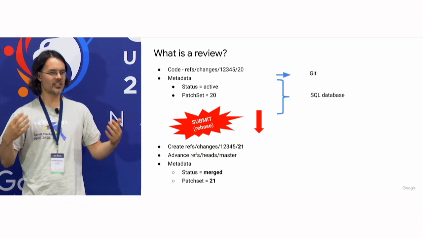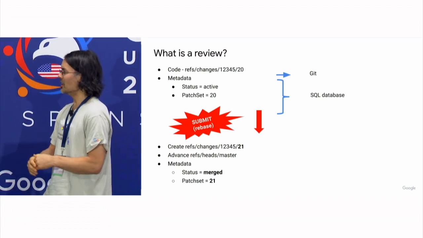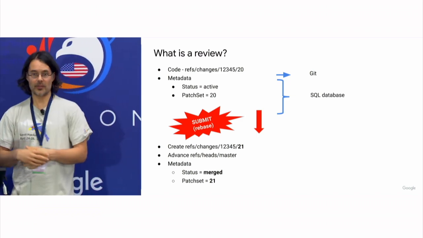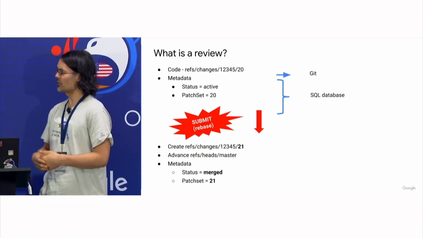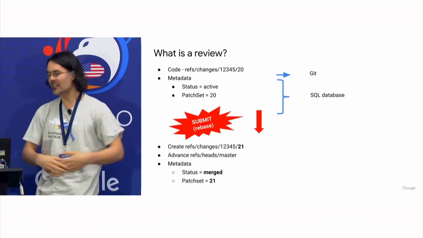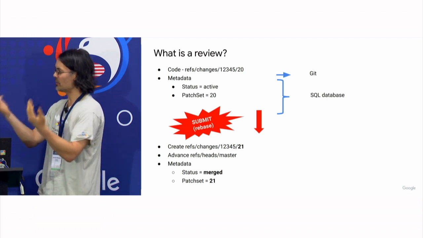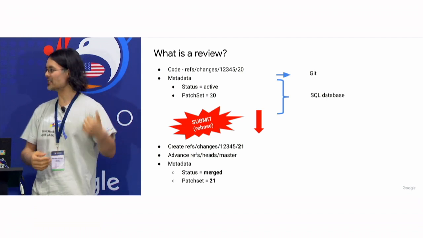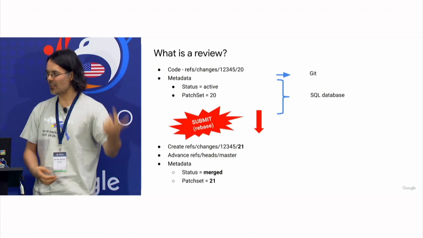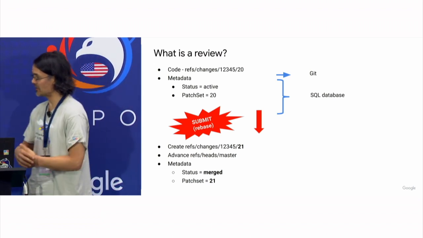And so the code is easy. We can store that in Git. That's what Git was made for. And then we have metadata. So over here, we have an active review at patch set 20, and then someone says it's great. And then you click the submit button, and it's rebased, and you create a new patch set for the rebase, and the metadata is changed for it to be merged. And so we have patch set 21.